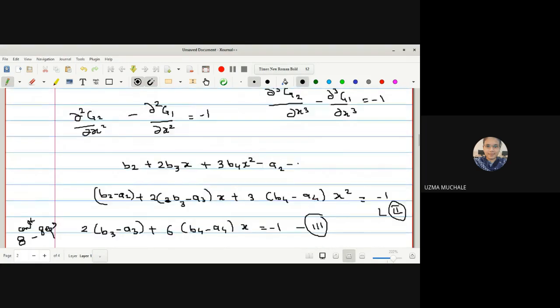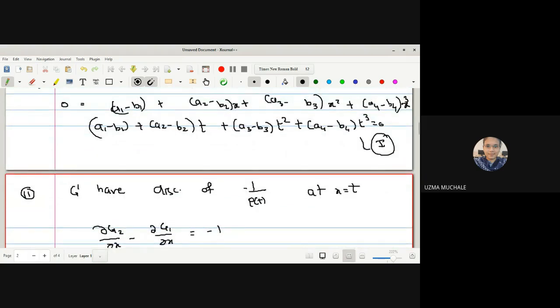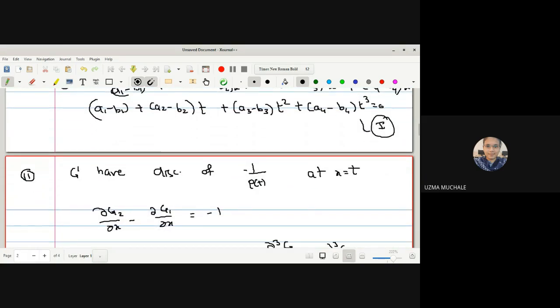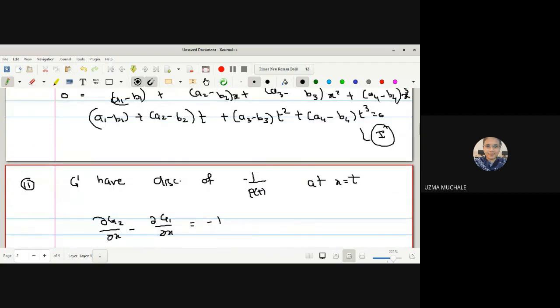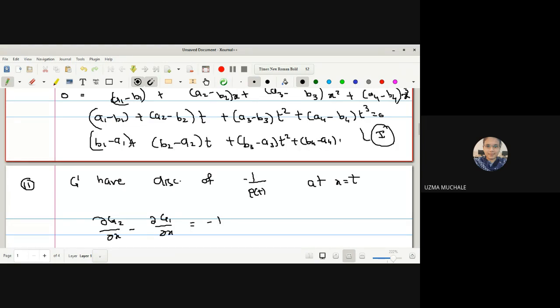So to simplify this, whatever the first, second, third and fourth equations we have, this is in the form of A1 minus B1. This is also in the form of B2 minus A2 like this. The first equation we will convert in the form of B1 minus A1. If I take a negative sign outside, it will not affect since on the right hand side we have equal to 0. So I can write this as B1 minus A1 plus B2 minus A2 plus B3 minus A3 plus B4 minus A4.